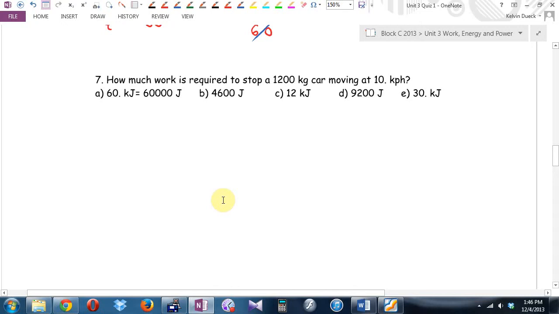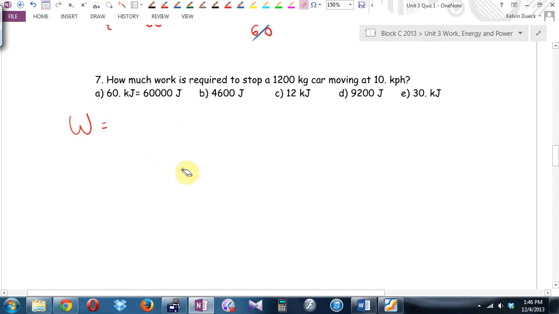How much work is required to stop a 1,200 kilogram car moving at 10 kilometers per hour? Well, wait a minute. Mr. Dueck, I don't see a force, I don't see a distance. That was a dumb definition of work to write down. Well, it's also the area. Wait a minute, Mr. Dueck. I don't see no graph. That's a dumb definition to write down.